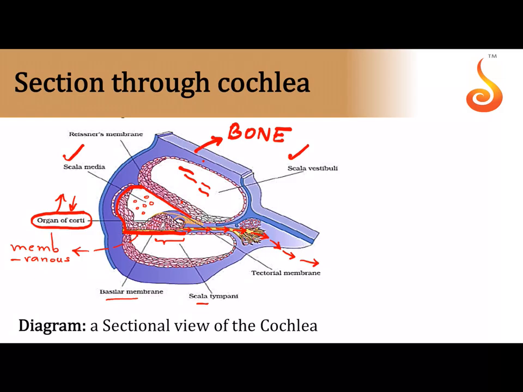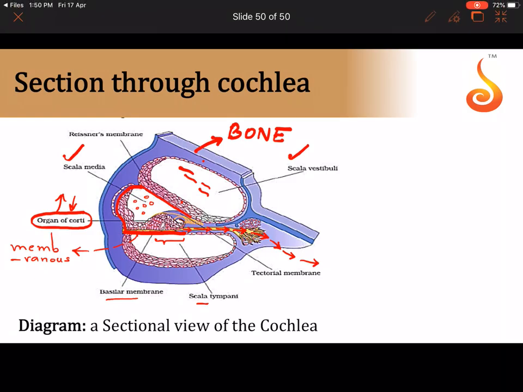So this completes a very rough overview of 2 chapters, that is locomotion and movement and the neural control and coordination. Thank you.